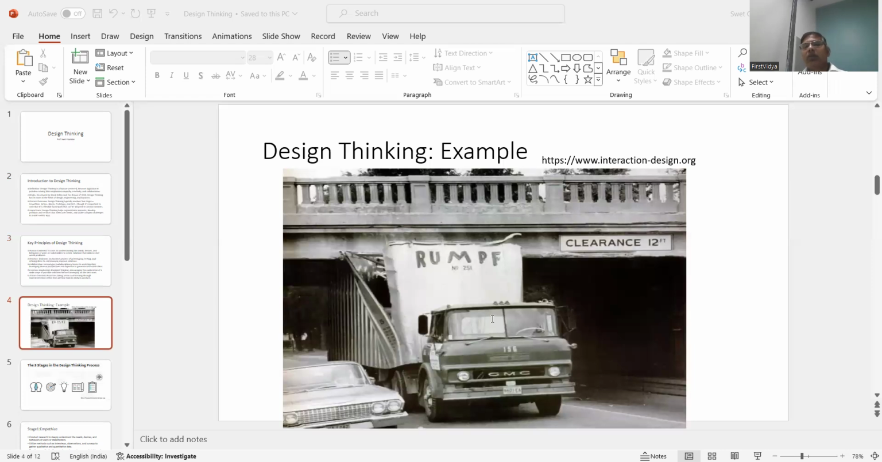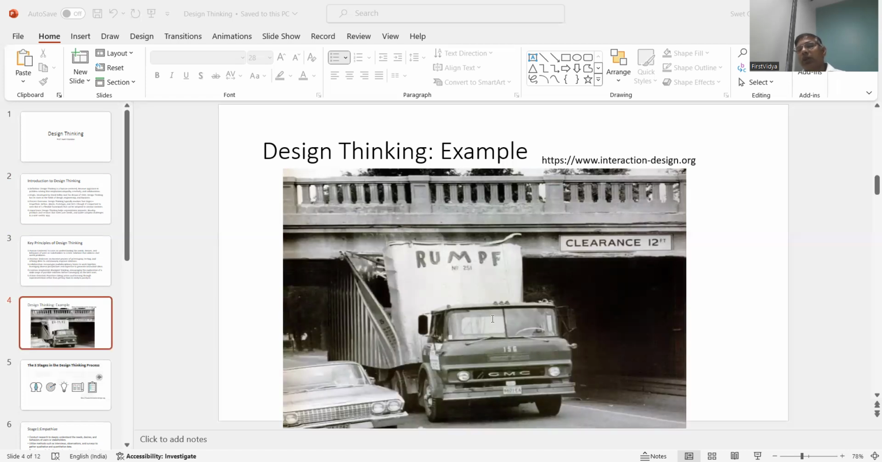Okay. So to give an idea about design thinking, let's take one problem I have taken from the Interaction Design website. Here, one problem was that a truck was stuck on the highway because of height issues. You can see here, it was stuck inside the bridge, and there was a huge traffic jam. The concerned people were thinking about how to handle this problem. They were trying different things, but nothing was working out. Finally, they thought that it would be a huge traffic jam, and they might have to dismantle the truck.